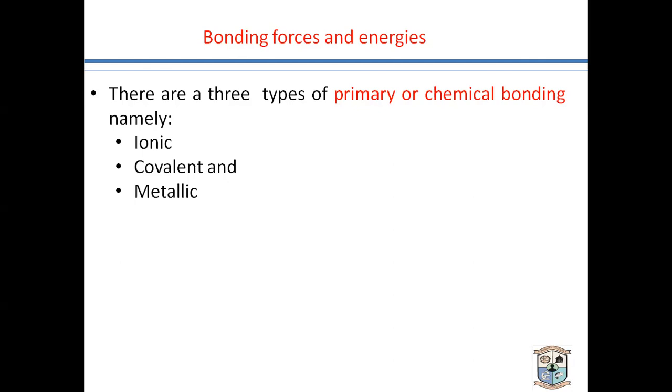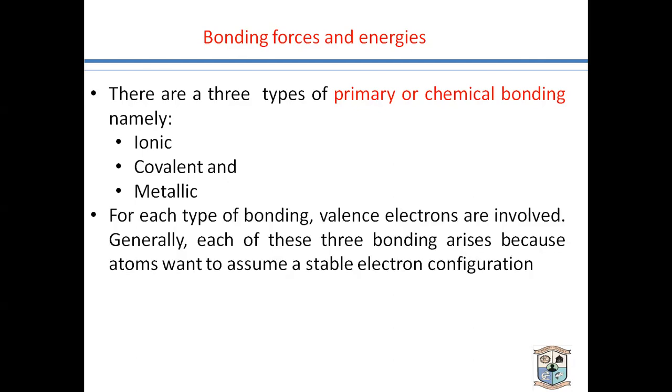So we continue with bonding forces and energies. There are three types of primary or chemical bonding, namely ionic bonding, covalent, and metallic. We look at each one of them and look at their characteristics. So these are primary or chemical bonds: ionic, covalent, and metallic.